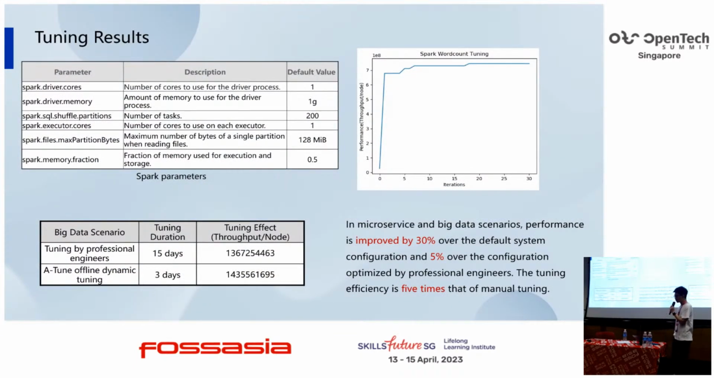Now we will give several tuning results. For example, in Spark, there are several tunable parameters. If we use the default values, we can't get the best performance. Then we want to use A-tune to select the best values for the given workload. After the A-tune tuning, the performance is improved by 30% over the default system configuration and 5% over the configuration optimized by professional engineers. The tuning efficiency is 5 times that of manual tuning.